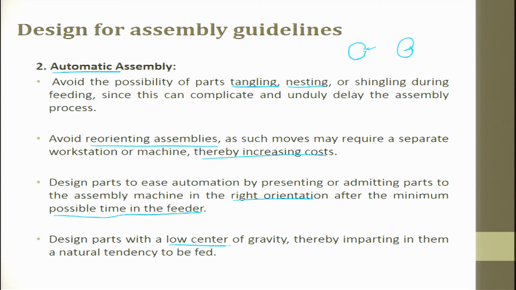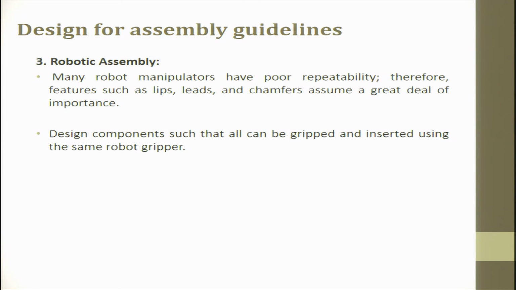So, try to make the center of gravity as low as possible, so it is stable and it exactly feeds on the location where it is to be fed and the assembly starts. When we talk about robotic assembly, many robo manipulators have poor repeatability. See, a robo manipulator is nothing but your hand.